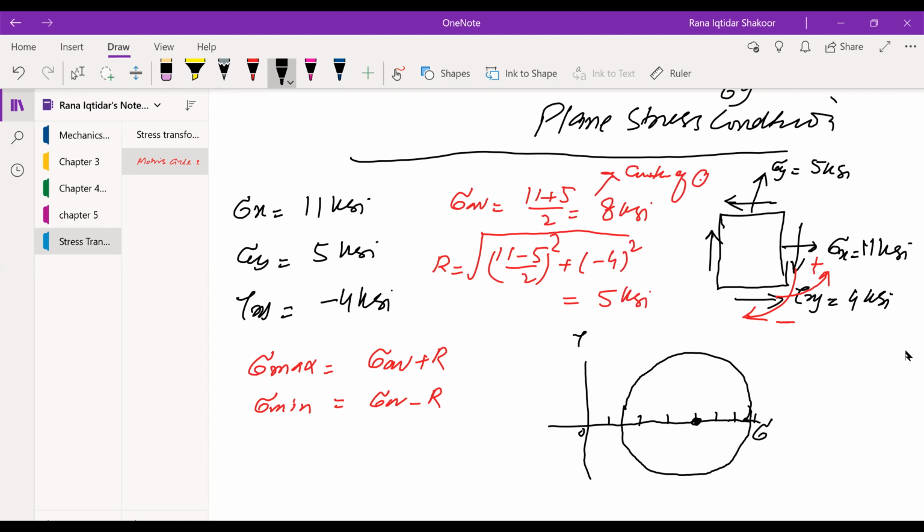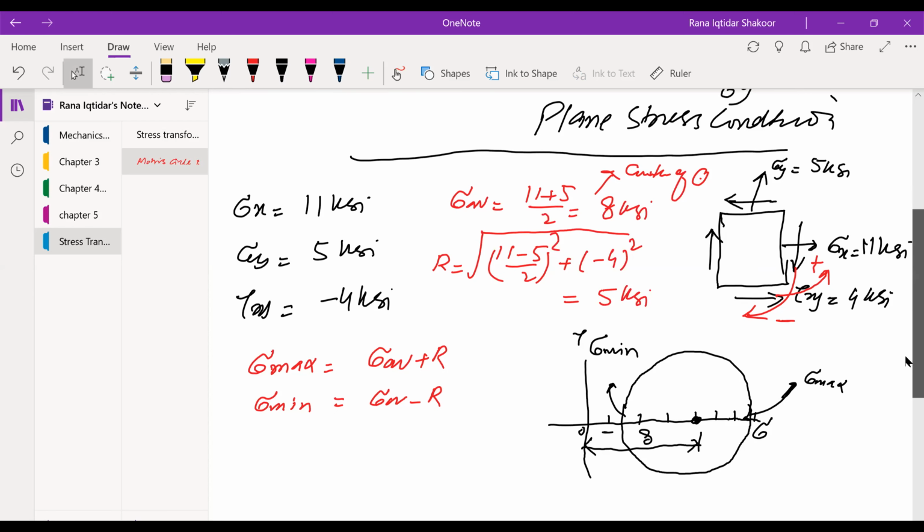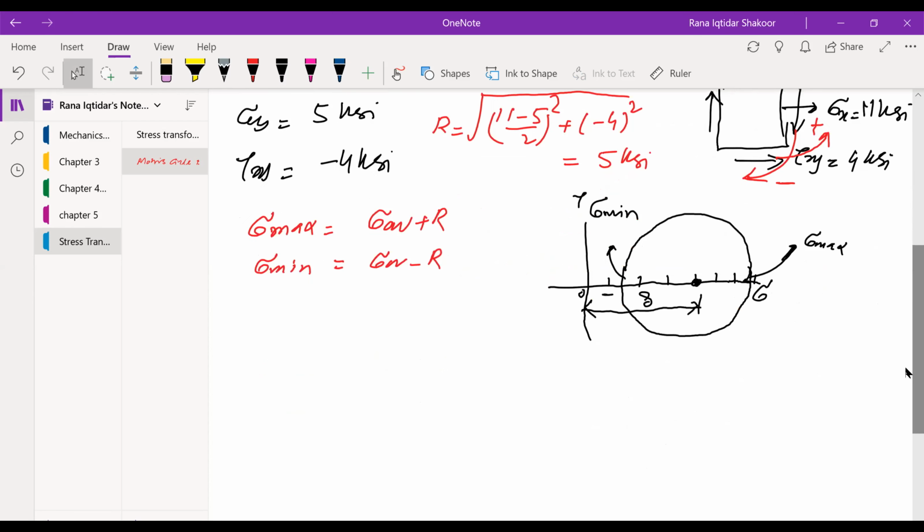This is the sigma average. So minus 5 will give you sigma min, and plus 5 will give you sigma max value, right? And this value, from here to here, will be, sorry, not 5 ksi, it will be 8 ksi. That will be the center of this circle, right? So from there you can calculate sigma max and sigma min.